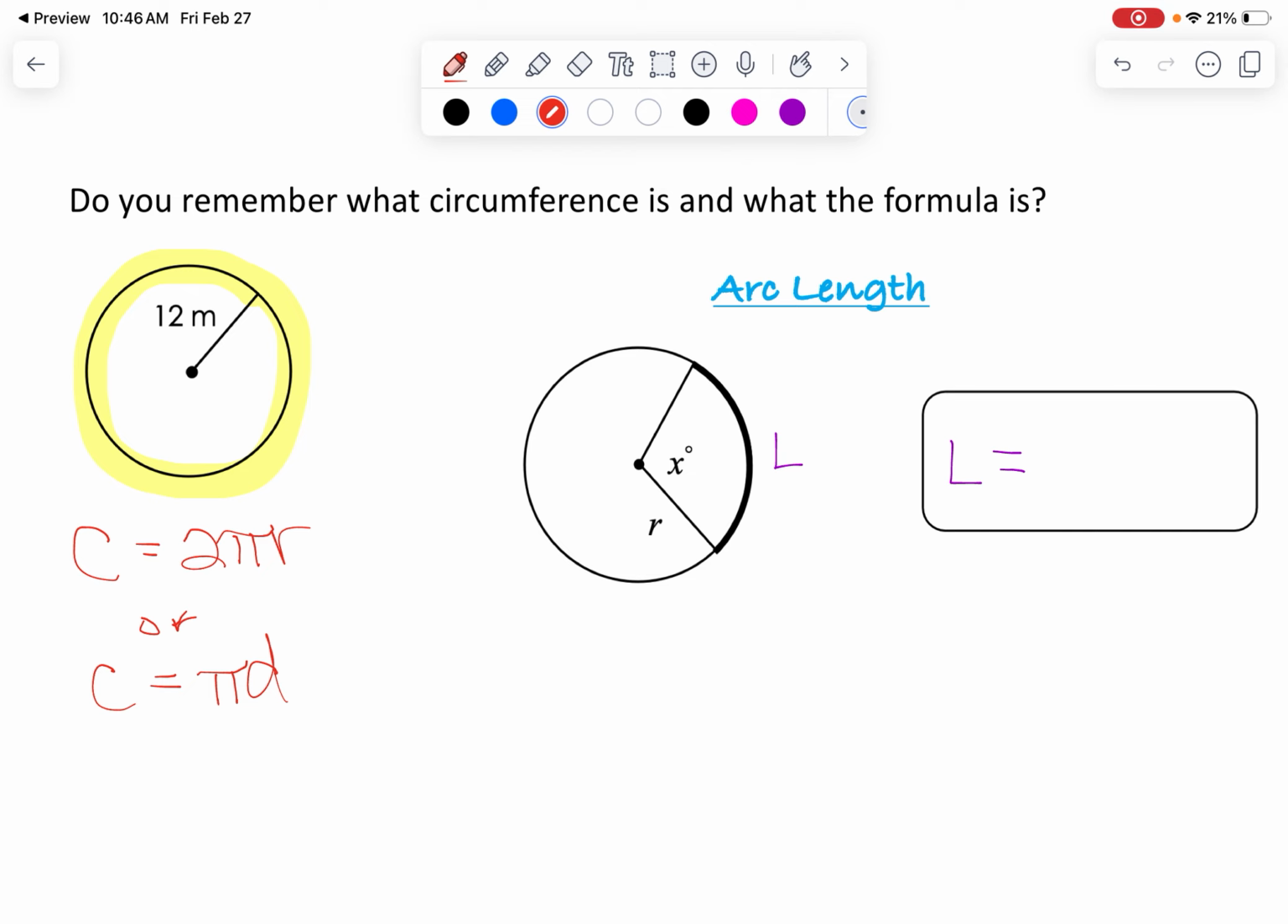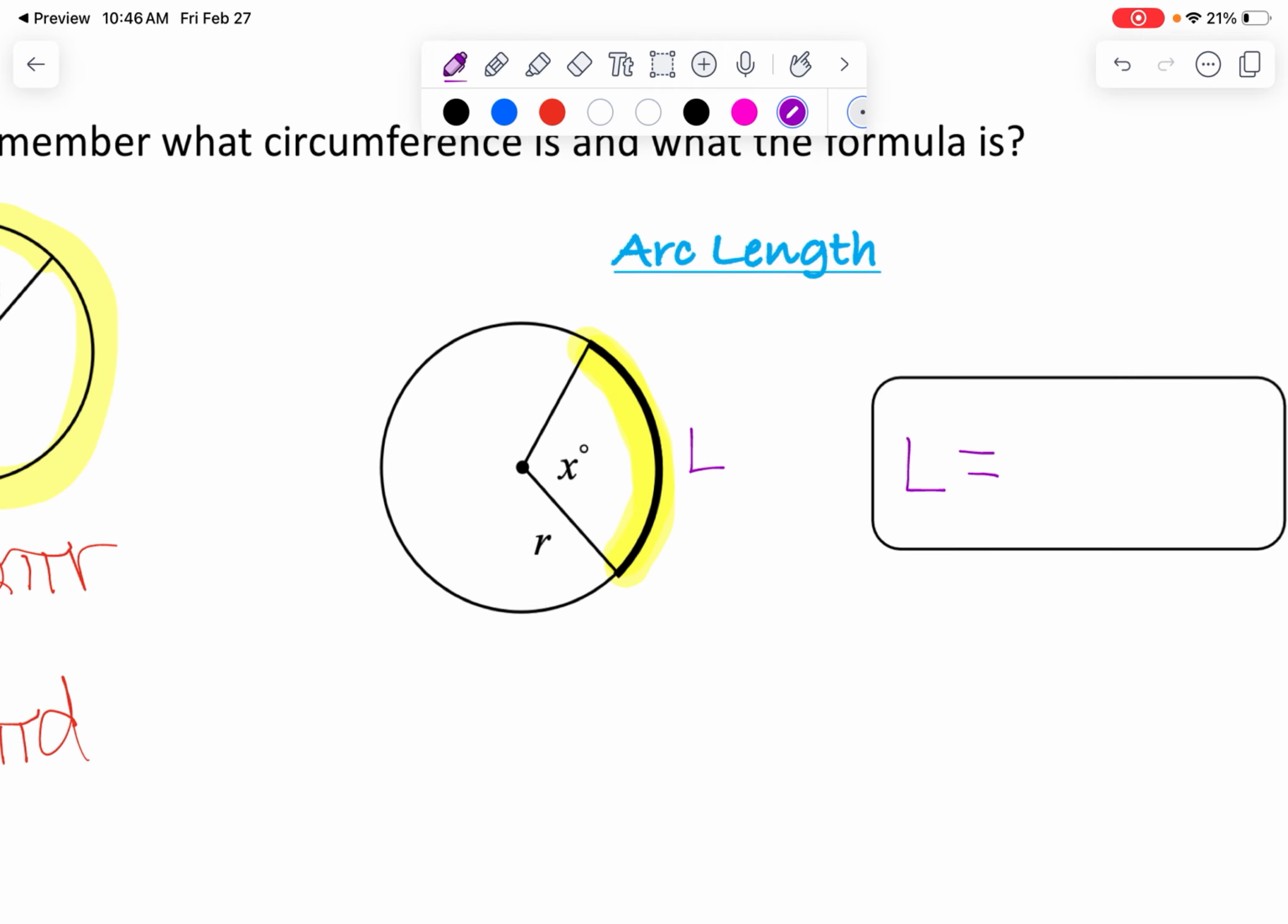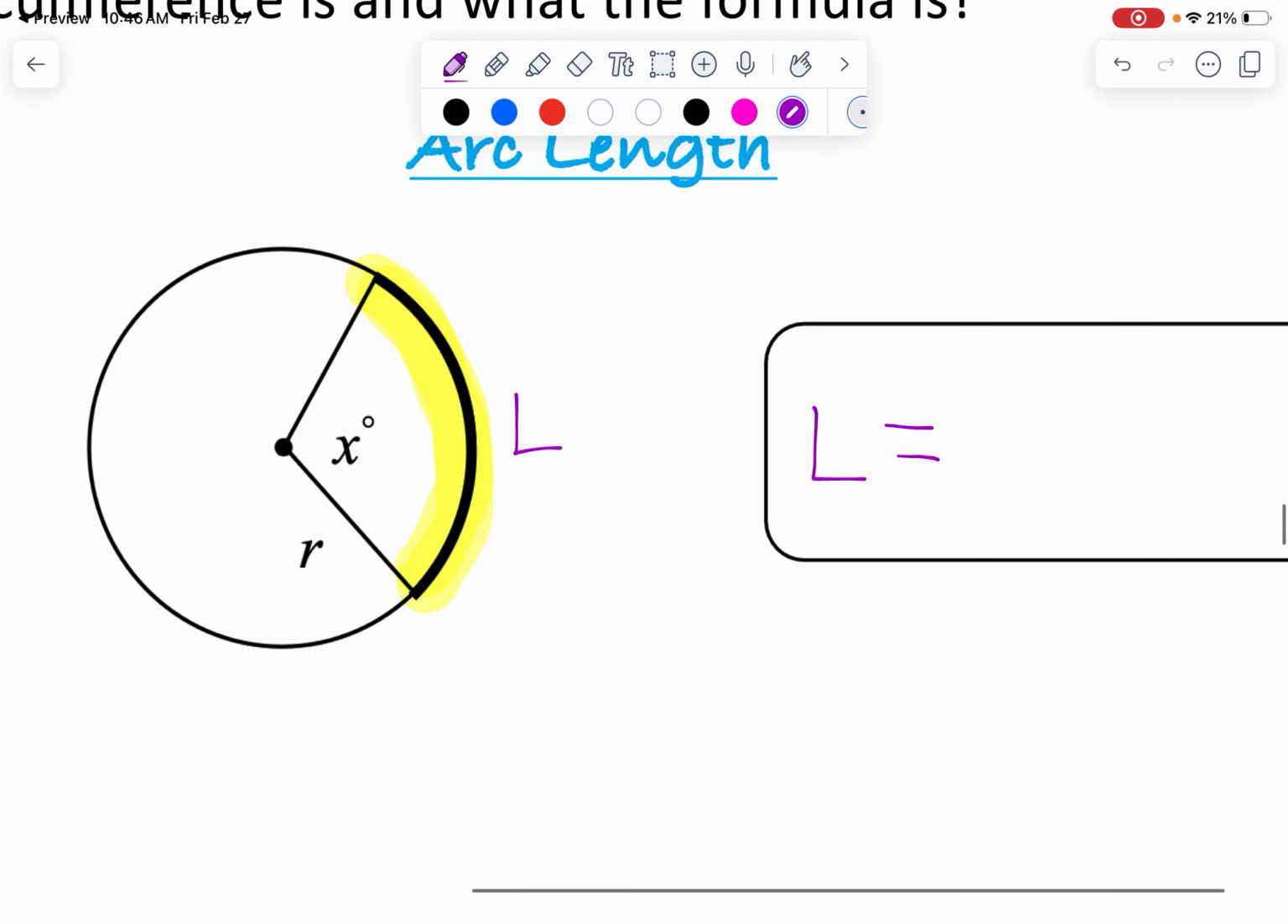So if we want to find the length of an arc, the length of an arc is just the distance. How long is this section of the circle, right? So if I want to know how long that arc is, I would just take that fraction of all the way around, right, of the circumference. So the length of that arc is going to be equal to x divided by 360. So x is our central angle here, right?